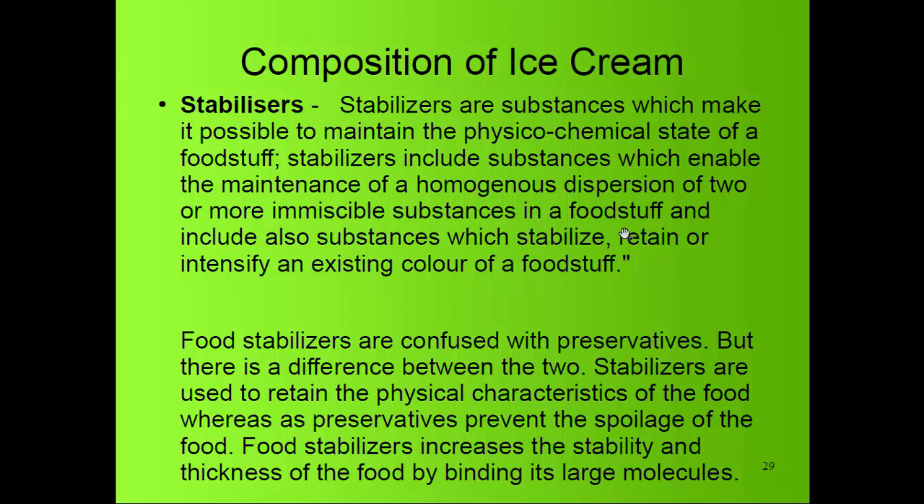Food stabilizers are often confused with preservatives, but there's a big difference between the two. Stabilizers are used to retain the physical characteristics of the food, such as creaminess and firmness. Whereas preservatives prevent the spoilage of food. Food stabilizers increase the stability and thickness of the food by binding with large molecules.